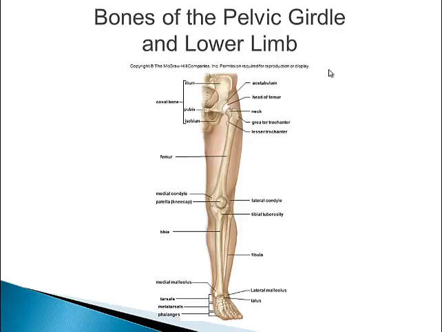At the distal end, the medial and lateral condyles are protuberances that articulate with the tibia. The tibia is the weight-bearing bone of the lower leg, also known as the shin bone. At the distal end, the medial malleolus of the tibia causes the inner bulge of the ankle.